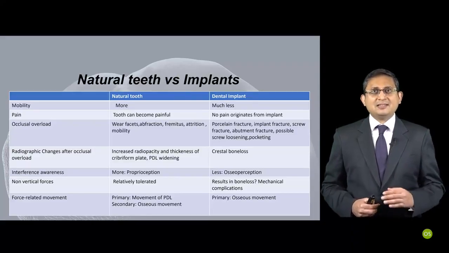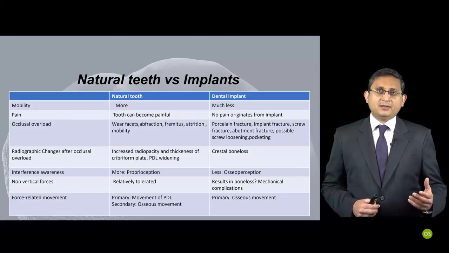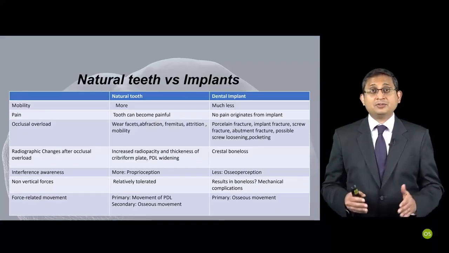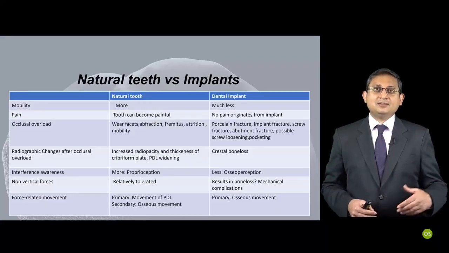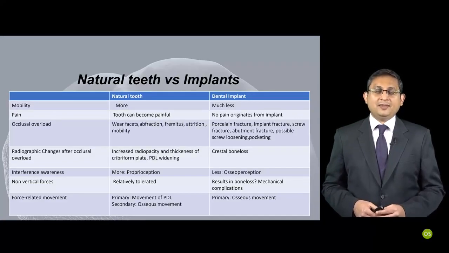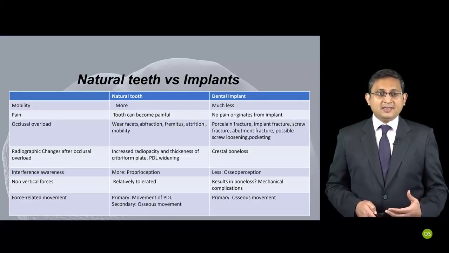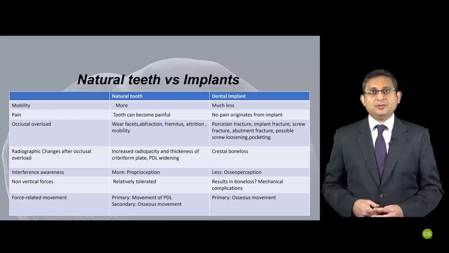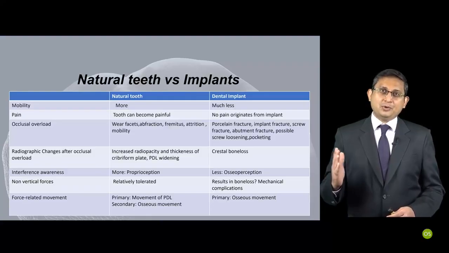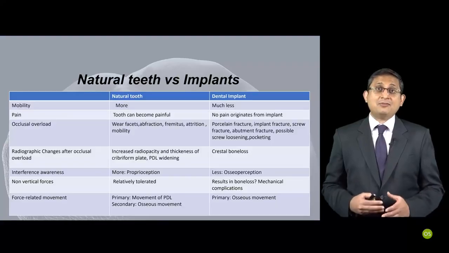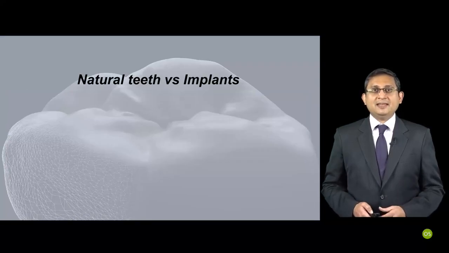Non-vertical forces are relatively tolerable in natural teeth, where you have horizontal forces, because of the proprioception. Whereas with implants, you have much more consequences, such as failure of the mechanics or biological failure. You have force-related movement, so you have primary movement, which is of the PDL, and then the secondary movement, which is osseous movement. So first, the tooth moves, and then it pushes the bone a little bit when it comes to natural teeth. Whereas when you have an implant, you only have osseous movement, which is not as much as periodontal movement. So these are the main differences.